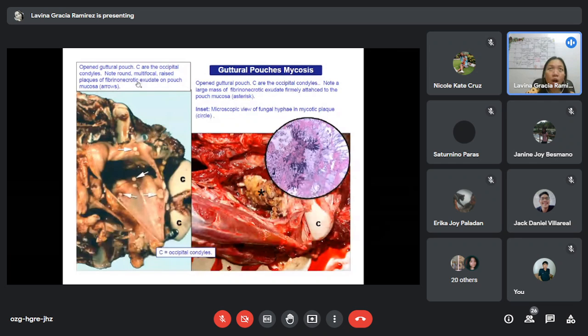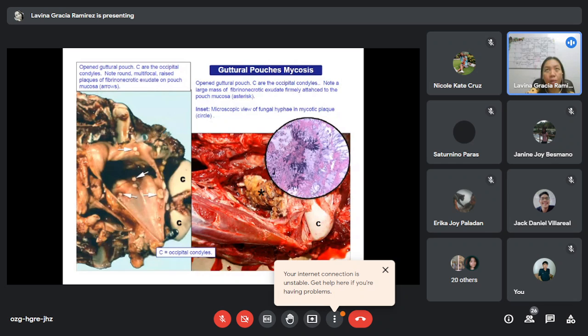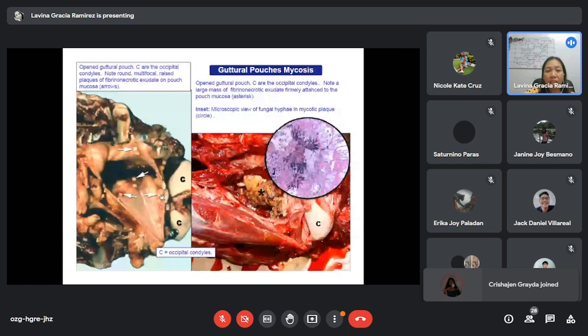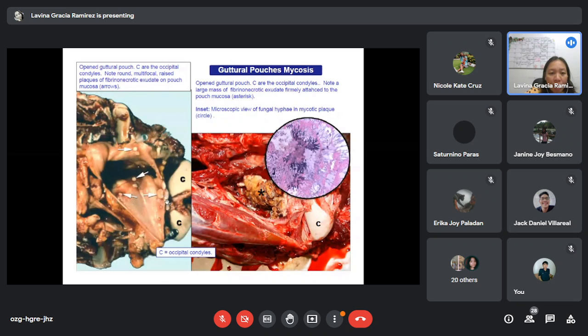It depends on how virulent or pathogenic the fungus is. So note the descriptions: round, multifocal, raised plaques of fibrinonecrotic exudate. If you see this kind in our general pathology, this is fibrinonecrotic exudate. It is necrotizing, and it looks calcified, hardened. It is multifocal because the distribution of the lesions is on the varus surface of the guttural pouch.